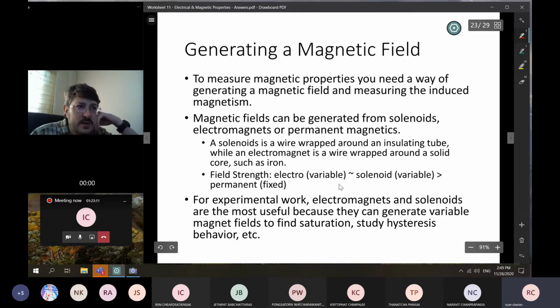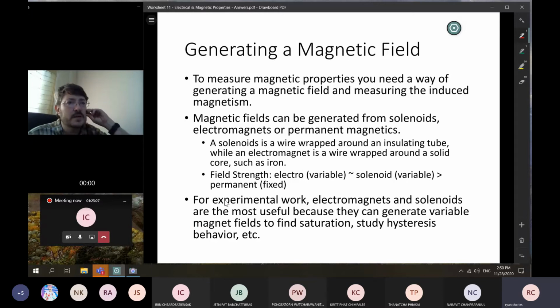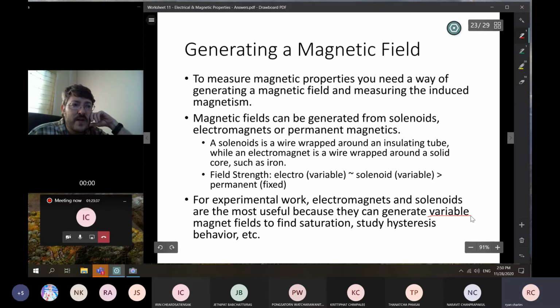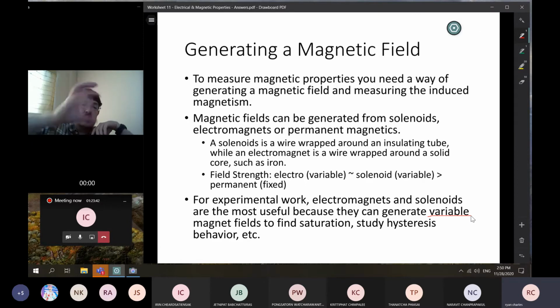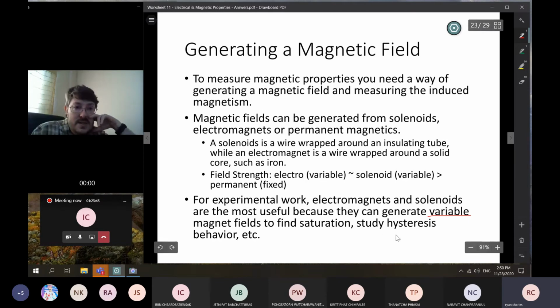Both of them are variable, but both of them can produce much stronger magnetic fields than permanent magnets. All right, so a lot of magnetic fields are generated with solenoids or electromagnets, because they're very strong, as opposed to a permanent magnet, right? For experimental work, electromagnets and solenoids are the most useful, because they can generate variable magnetic fields, right? We can turn it up, we can turn it down, we can turn it backwards, so we can study hysteresis behavior and things like that too.